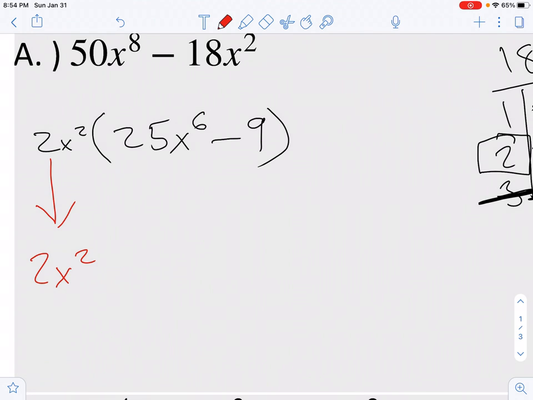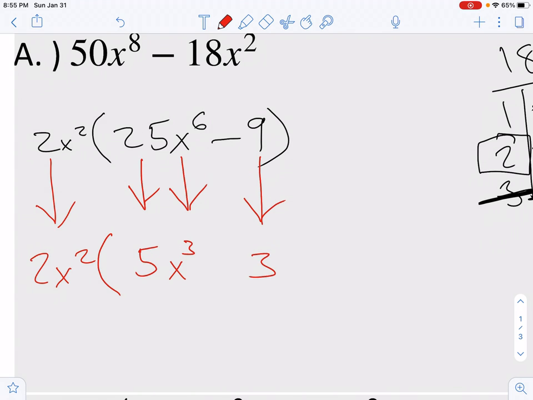So my 2x squared gets rewritten. That's multiplying. And now we're doing our special pattern, our difference of squares. So I'm going to find the square root of 25, which is 5. The square root of x to the 6th. When we take the square root, we're just going to divide by 2. So 6 cut in half, 6 divided by 2 is 3. And then the square root of 9 is also 3.